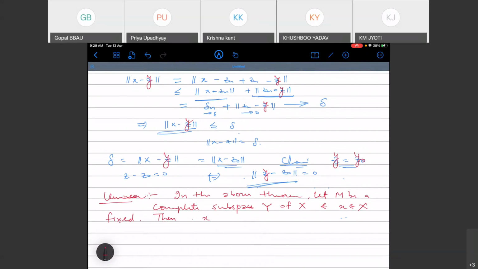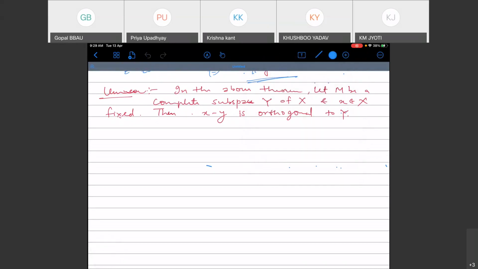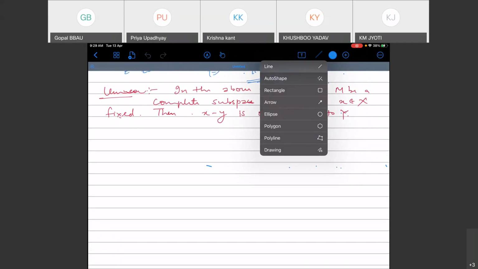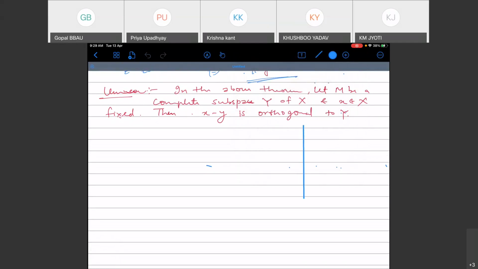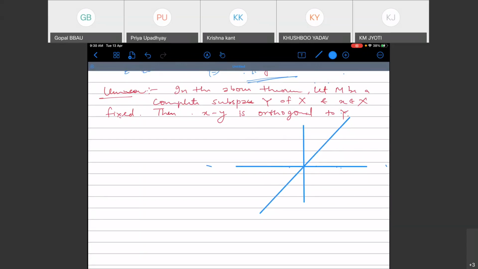Then this vector x minus y is orthogonal to y. So let us see what this theorem says. We assume we are in R2, the simplest case. A complete subspace Y of X. In R2 the subspace is complete, so let us take this as the subspace, this is our Y. And we are taking any point x here, so this is x in R2.